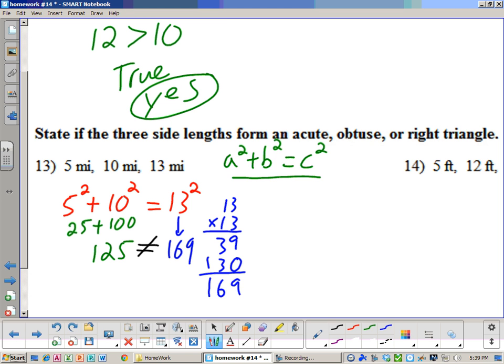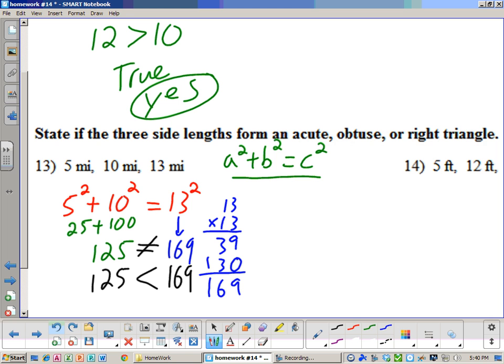Now, notice these did not equal each other. So I know for sure that this is not a right triangle. If it had been a right triangle, then those two numbers should have equaled each other, but they didn't. So it's not a right triangle. I know that for sure. So I've got to think something else here. I know that 125 is less than 169, right?